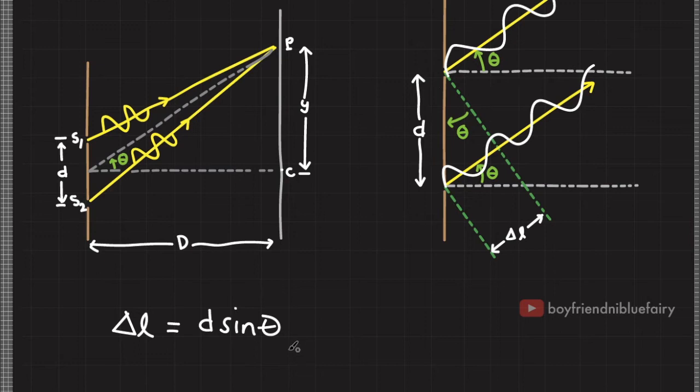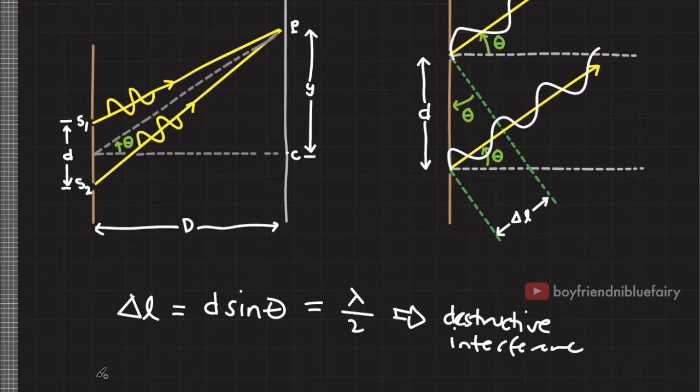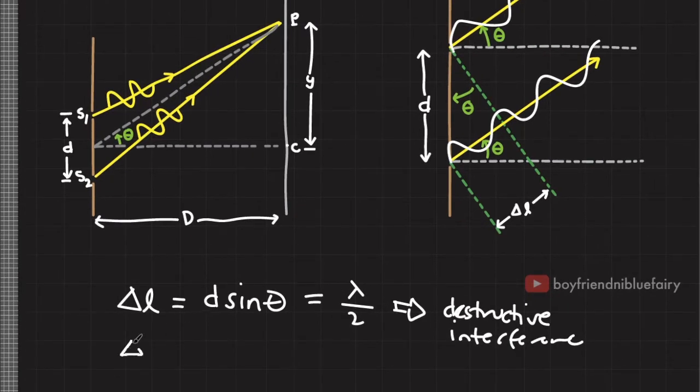And notice that from our previous discussions, if the path difference between wave 2 and wave 1 is equal to lambda over 2, then this will result in a destructive interference.